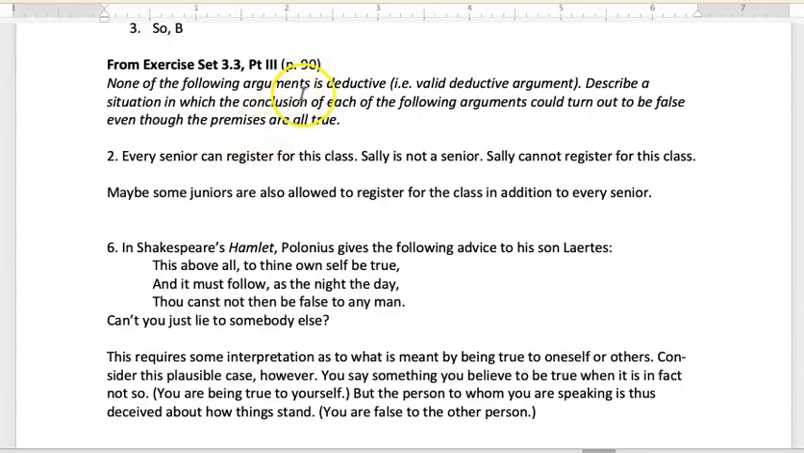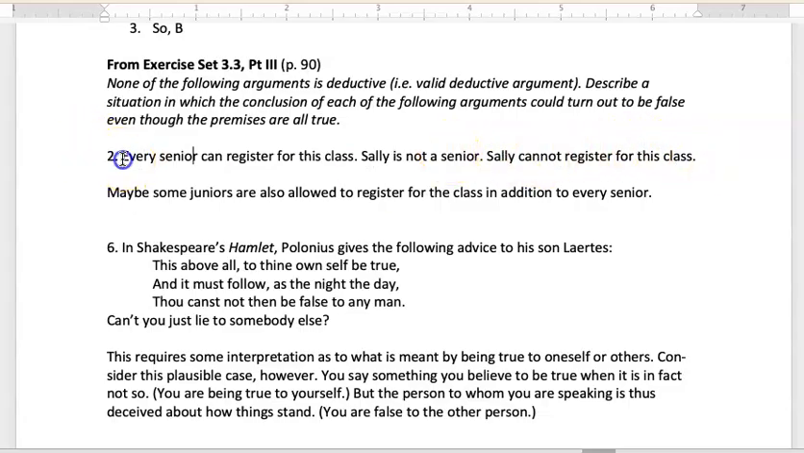None of the following arguments is deductive, or in other words, a valid deductive argument. Describe a situation in which the conclusion of each of the following arguments could turn out to be false, even though the premises are all true. All right, so number 2. Every senior can register for this class. Sally is not a senior, so Sally cannot register for this class.